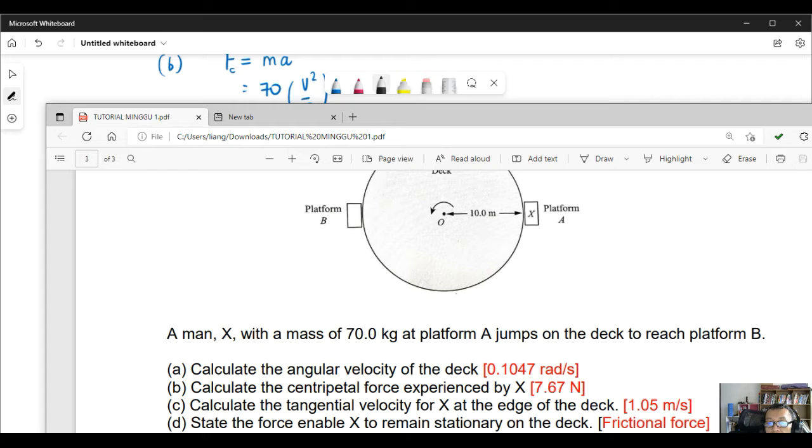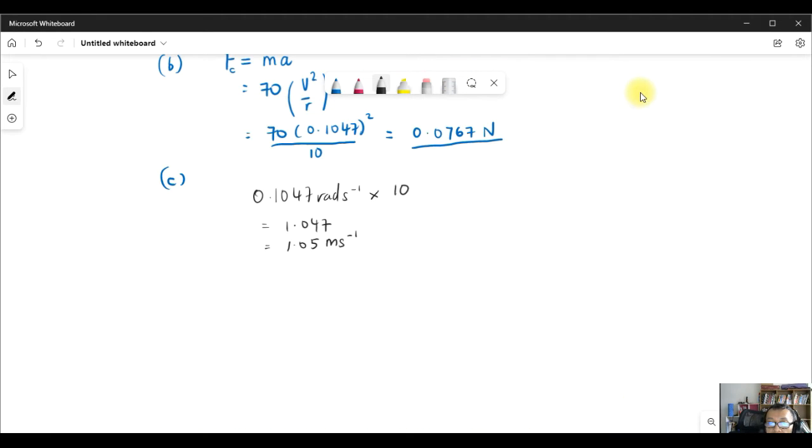D. State the force enabling X to remain stationary on the deck. So obviously it is frictional force.